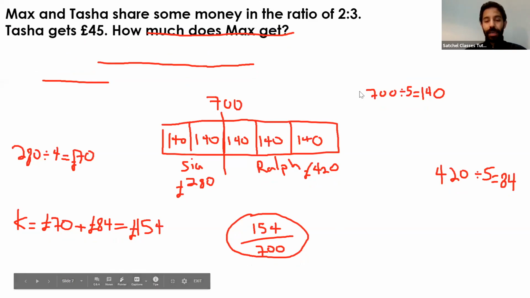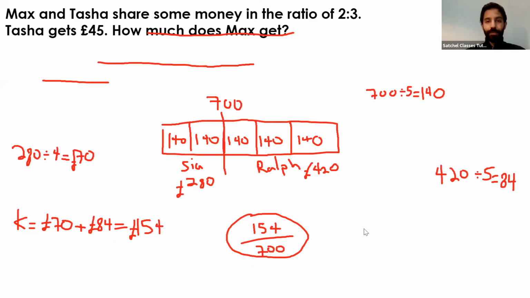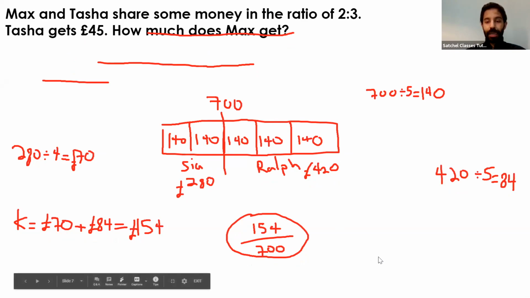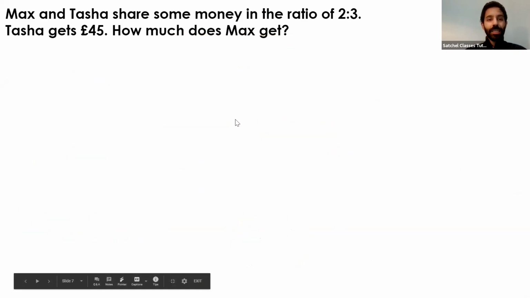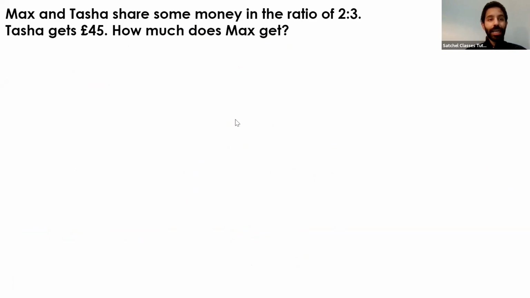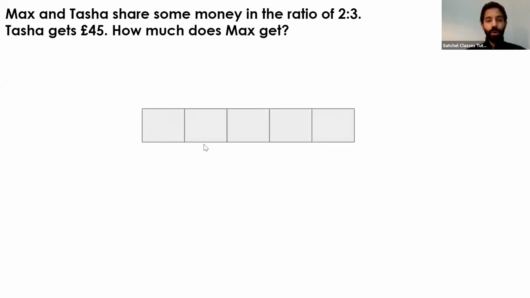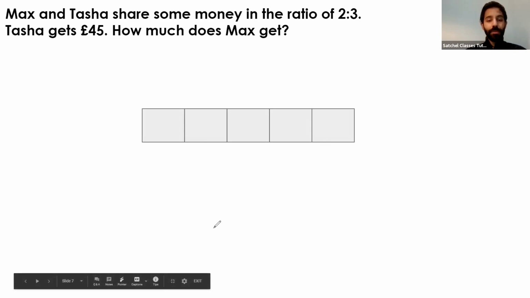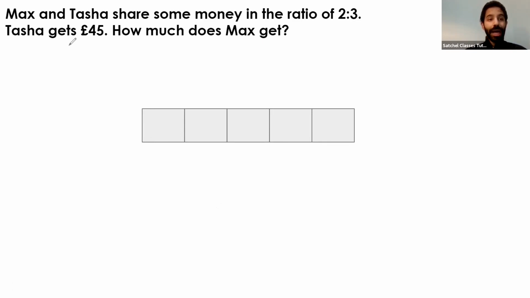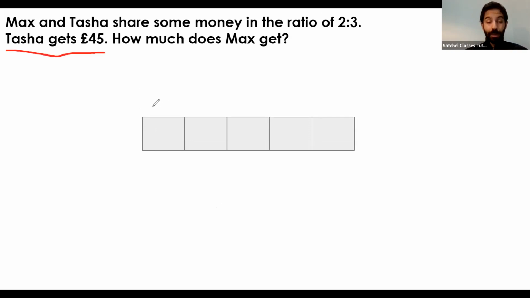All right, so a different example now from what we've been doing so far. I'm just going to clear all my drawings. It says Max and Tasha share some money in the ratio of 2 to 3. Tasha gets £45. How much does Max get? So again, we have 5 parts in total, 1, 2, 3, 4, 5. However, this problem is slightly different to what we've faced before, because we've been told that Tasha gets £45, whereas before we were told the total amount of money. So if I just quickly go back, if I can.